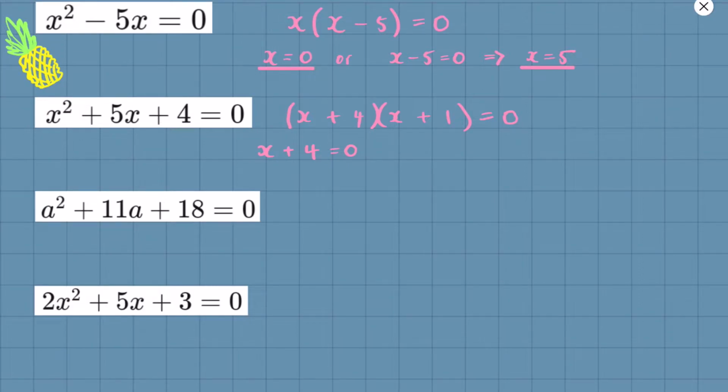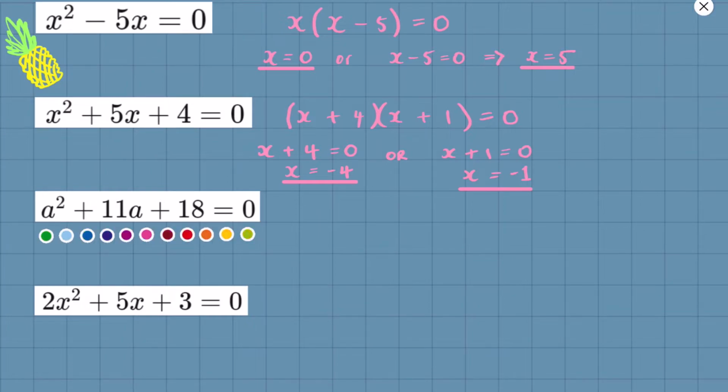So what would the value of x be if x plus 4 was equal to 0? We'd subtract 4 from both sides and we get negative 4. That's our first solution. And on the right-hand side, what would the value of x be if x plus 1, as in the whole bracket, was equal to 0? We subtract 1 from both sides and we get negative 1. Of course, nobody likes negative numbers. Sometimes that's just what it is.